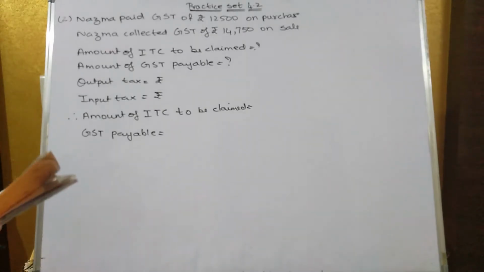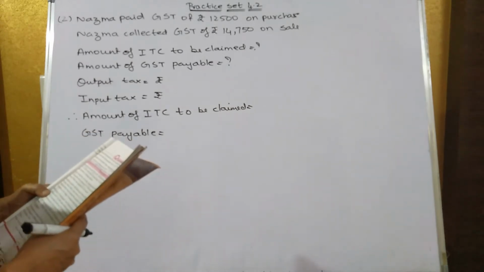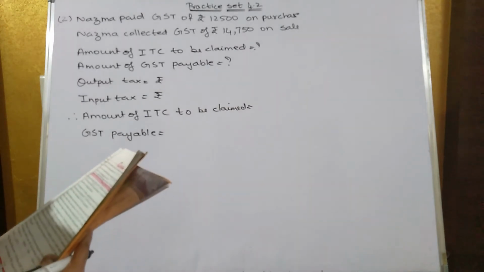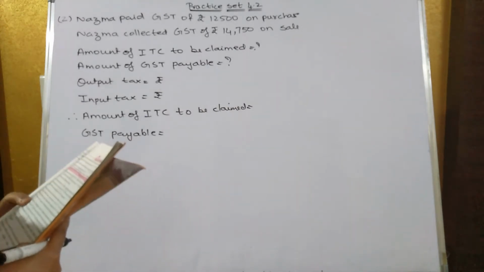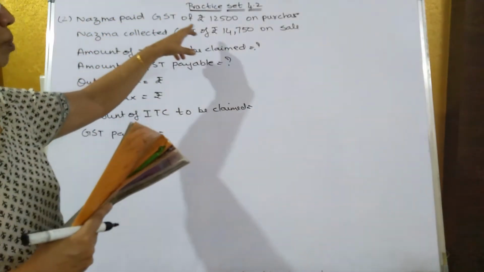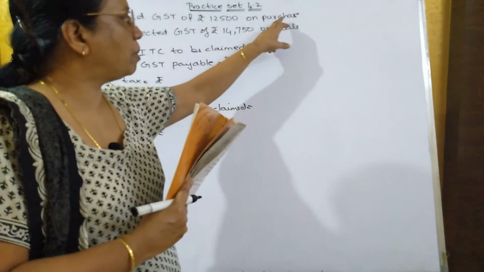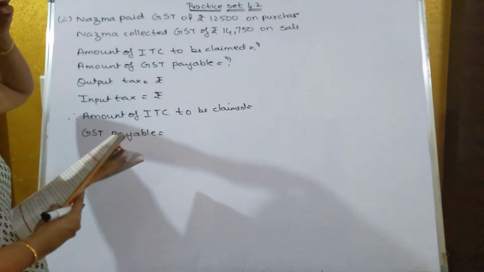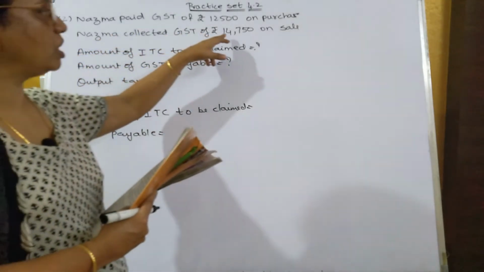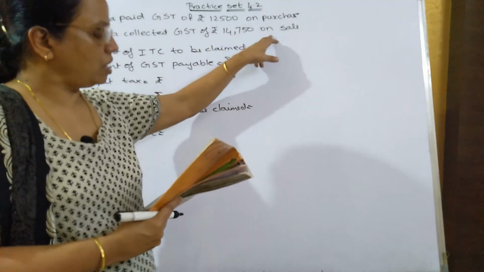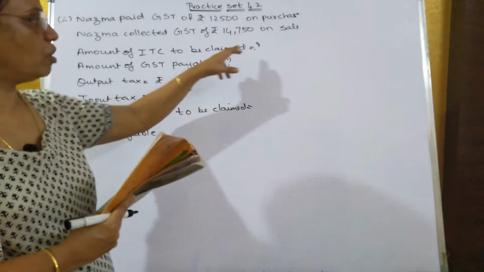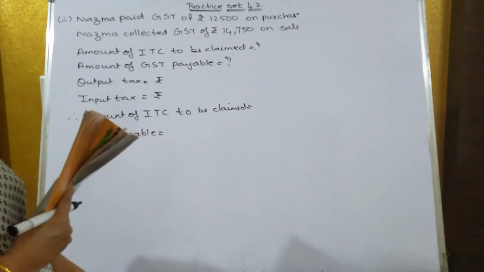Now sum number 2 of practice set 4.2. They have given Nazma is a proprietor of a firm registered under GST. She has paid GST of rupees 12,500 at the time of purchase, and Nazma collected GST of rupees 14,750 on sale. So what is the amount of ITC to be claimed? And the amount of GST payable, that also we have to find out.